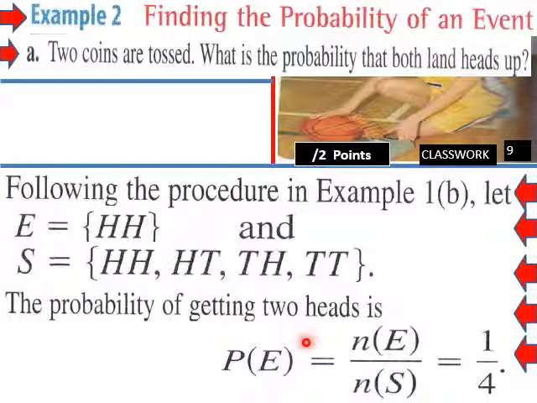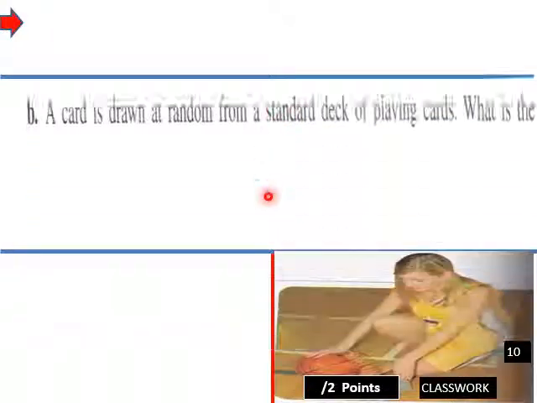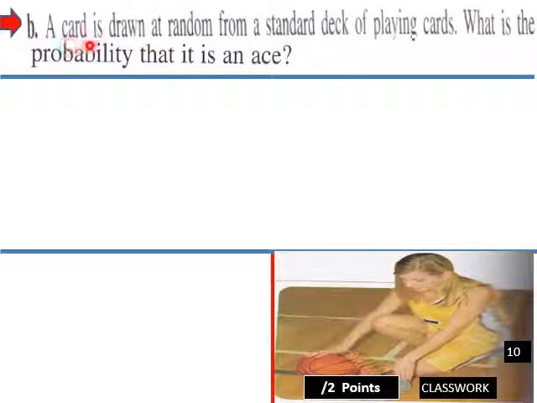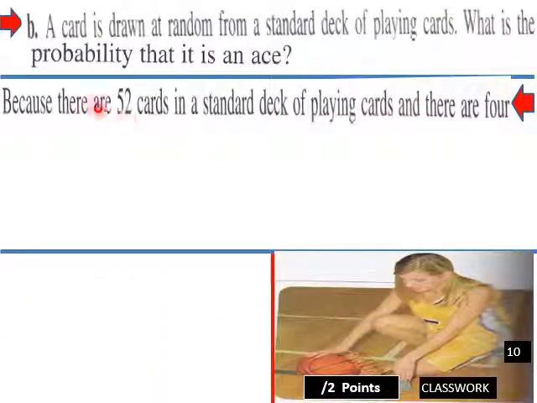So the probability of getting 2 heads would be P(E) = n(E)/n(S), which is 1 out of 4. Which is the same thing as what, class? 25%. A card is drawn at random from a standard deck of playing cards. What is the probability that it is an ace?